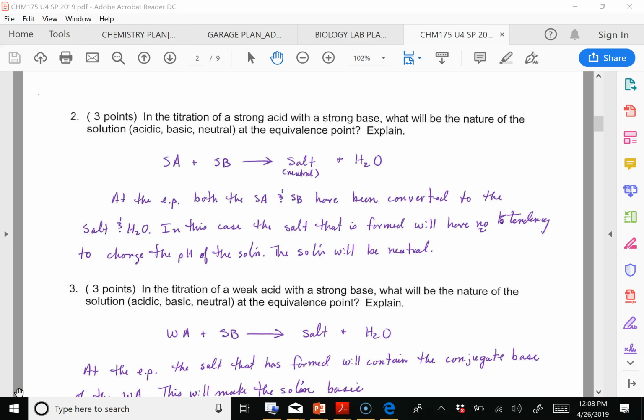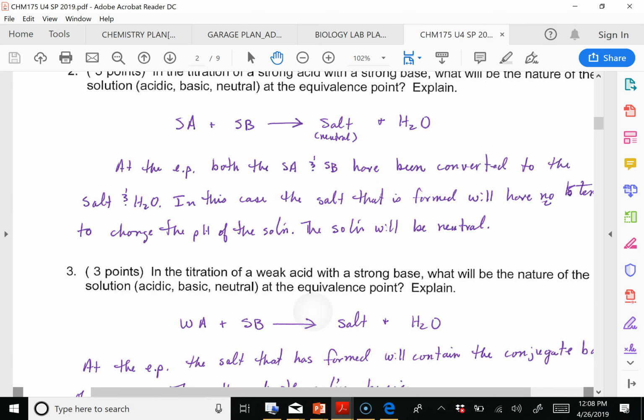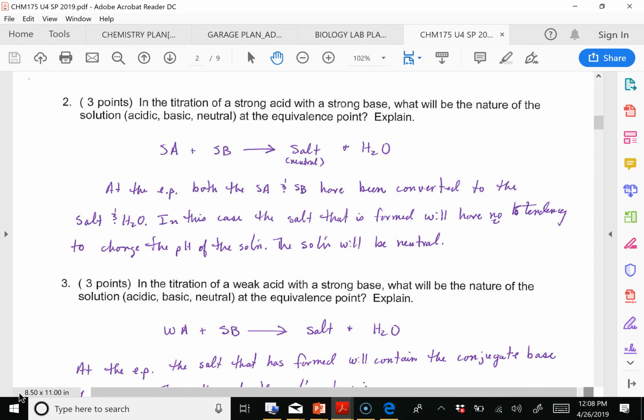Up here, one is: what do you get when you mix a strong acid with a strong base? Basically, at the neutralization point they both annihilate each other. So the only thing driving the pH would be the neutral salt, which is going to be neutral. Nothing going on there.